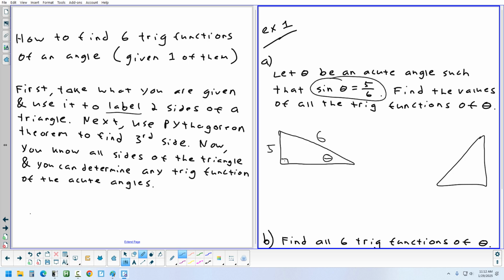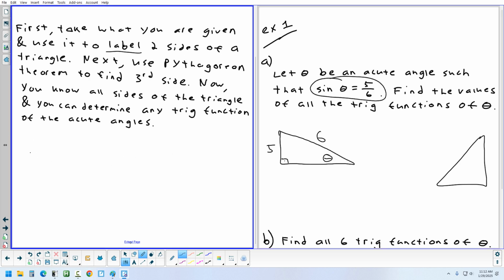And now, to find all 6 trig functions, we need the adjacent. We could do 2 trig functions with just those sides. But to do all 6, we need the adjacent. Can someone set up my Pythagorean theorem for me using the 5 and the 6? Yeah. 5 squared plus b squared equals 6 squared. Yep. So 5 squared plus b squared equals 6 squared.